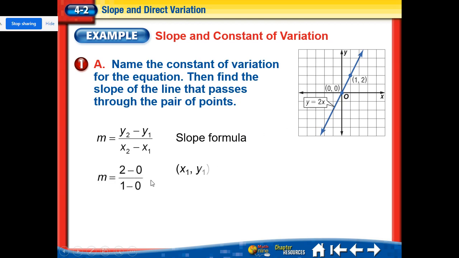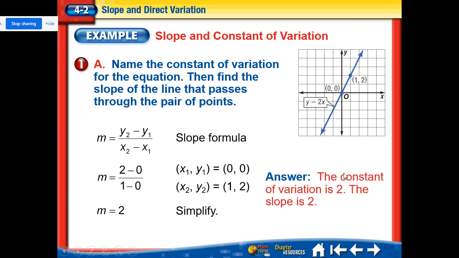So we have 2 points. We have 1, 2, and 0, 0. So 0, 0 is our first point, and our second is 1, 2. So it's 2 minus 0 over 1 minus 0, or just 2. And we should notice that the line is positive, so we should get a positive answer. So our answer is 2. So the constant of variation is 2, and the slope is 2. It's the same for both.